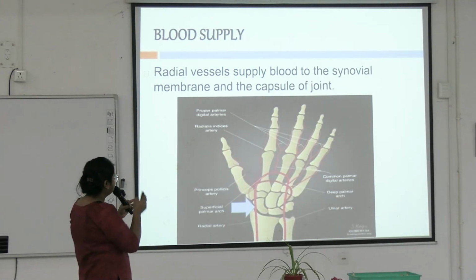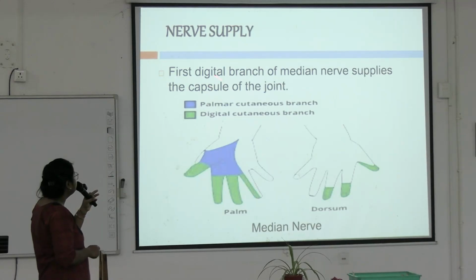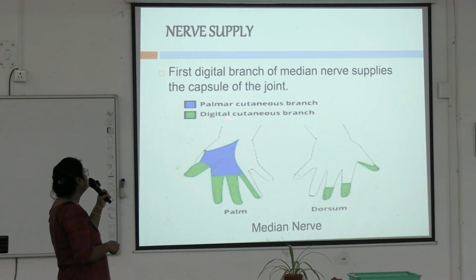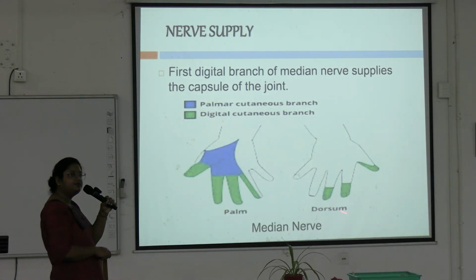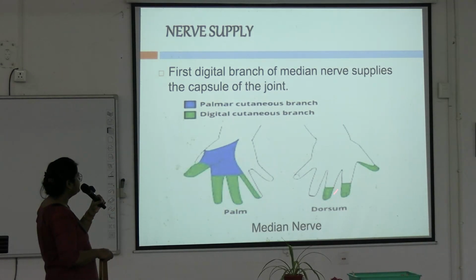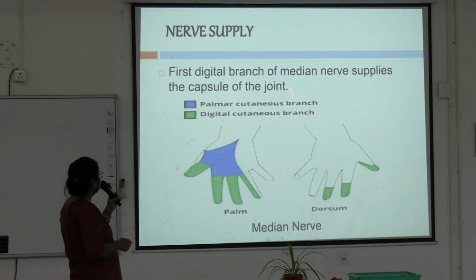Okay. Next is the nerve supply. First digital branch of the median nerve supplies the capsule of the joint. The blue area is supplied by the palmar cutaneous branch, and green area digital cutaneous branches. Okay, and it is also supplying some part of the dorsum of the fingers, nail beds and that. So it is supplied by median nerve.